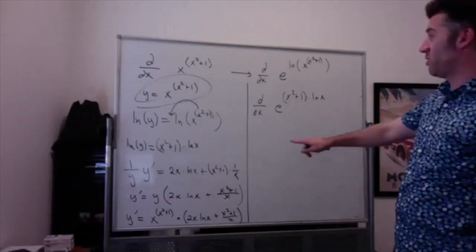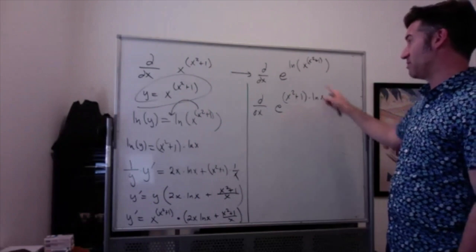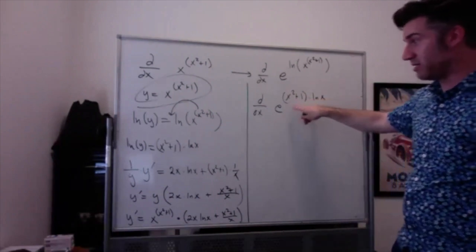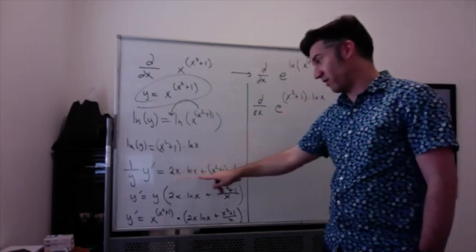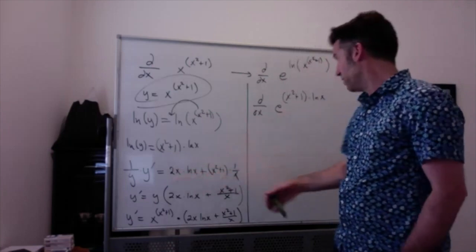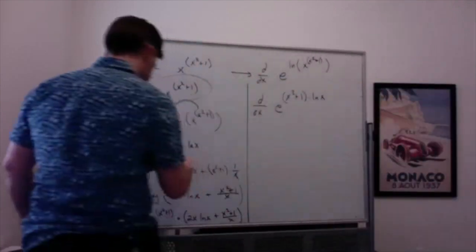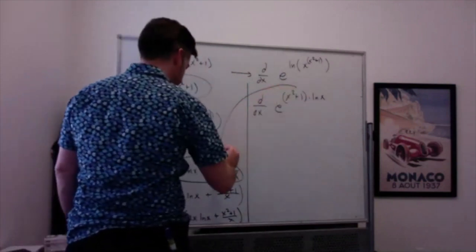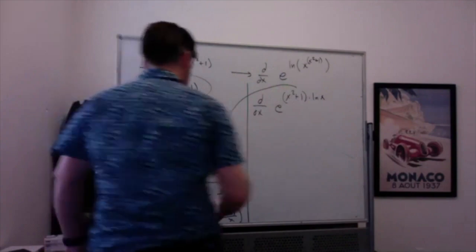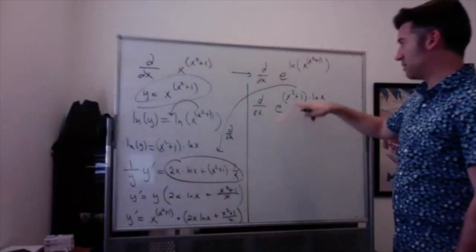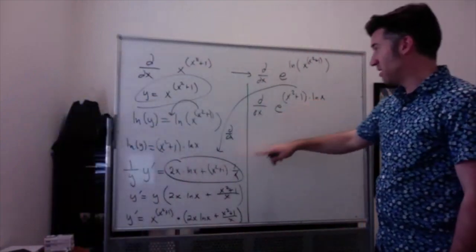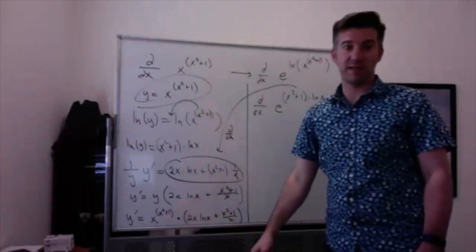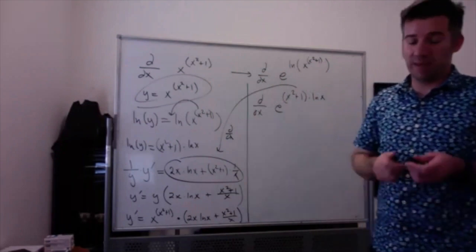So, right, the derivative here of e to the stuff would be e to the stuff times the derivative of this stuff. Well, the derivative of x squared plus 1 times natural log of x is the 2x times natural log of x plus x squared plus 1 times 1 over x, right? This is the derivative of that exponent. So our final answer is e to the stuff times this, but e to the stuff is just the x to the x squared plus 1. So it really is the same answer either way.